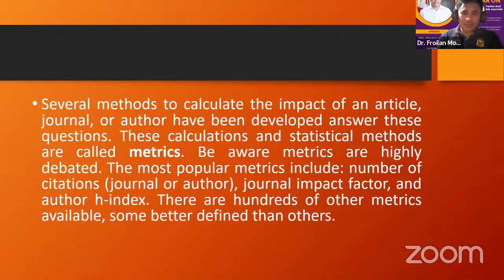Okay, so to answer that, be aware that metrics are highly debated, which means there are long discussions about how to check the impact factor, or the IF, of a particular journal. Part of that are the number of citations of the journal author, the journal impact factor, and the author's h-index, because there are hundreds of other metrics available on the internet right now. Some of them can be defined as good, but others are for collecting money. We call those dubious, or we call them fraud, because they are just after the money.